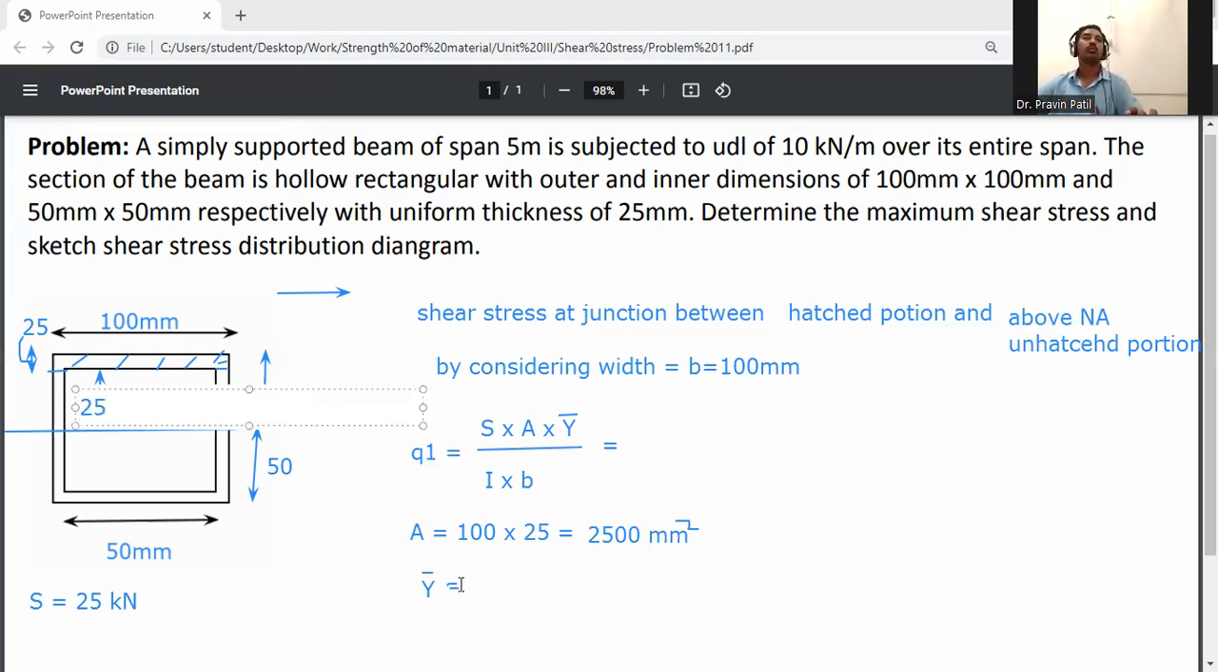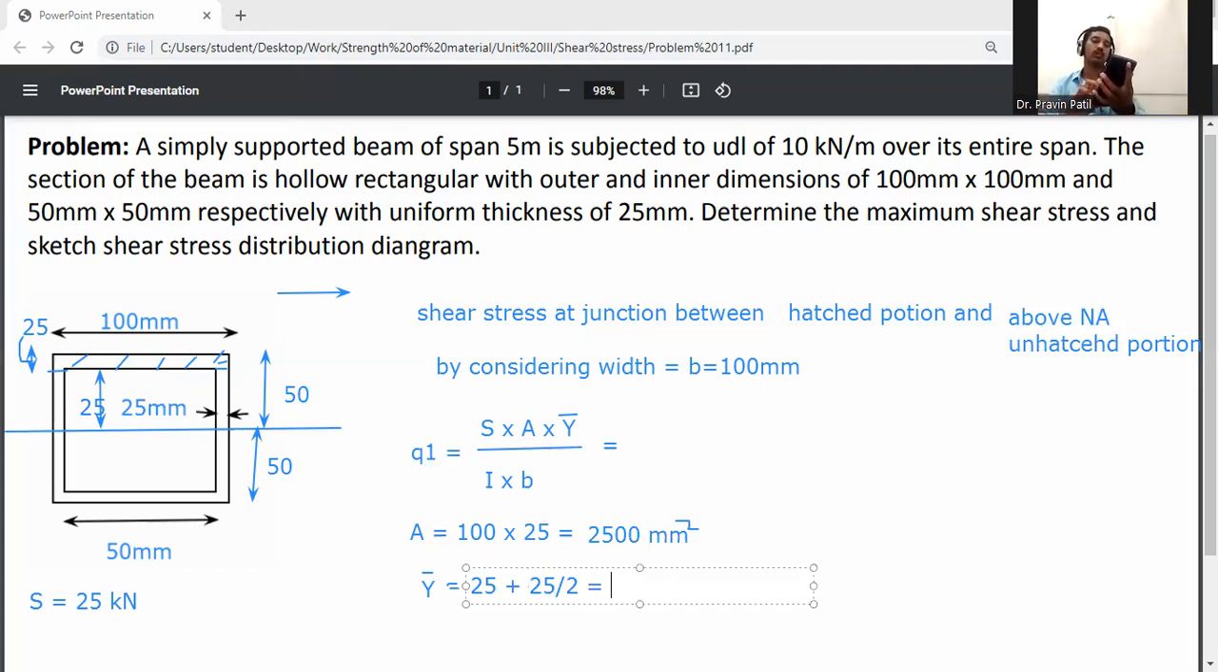Y bar is equal to 25 plus 25 by 2. So 25 plus 25 by 2, this one is 37.5 mm. Put all this value here.